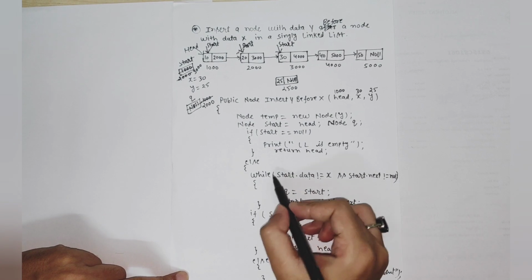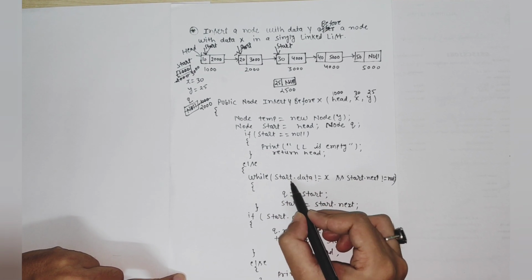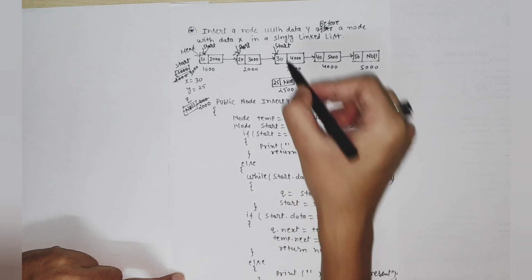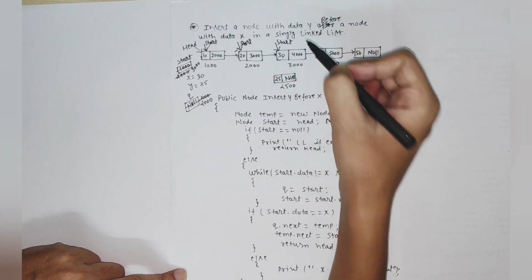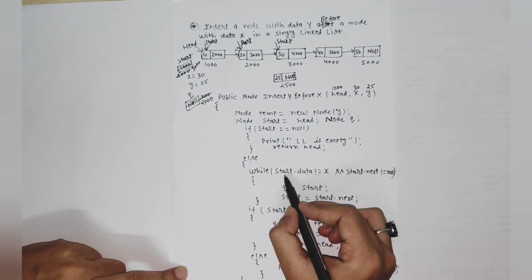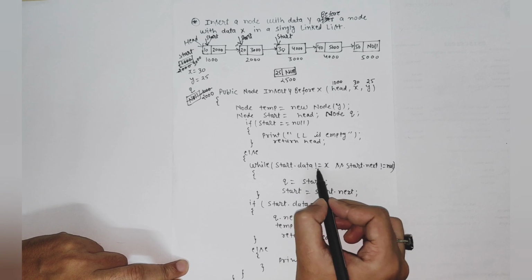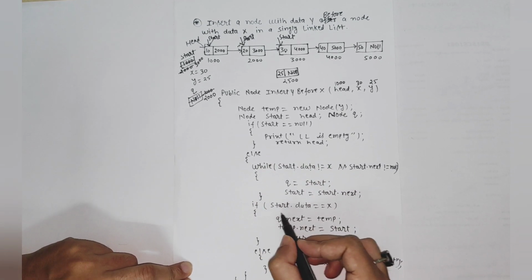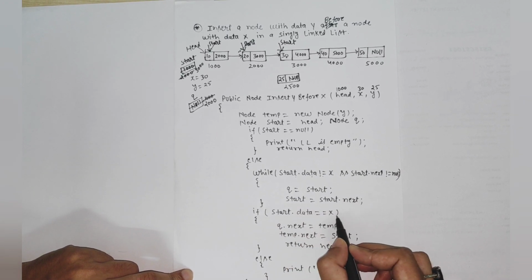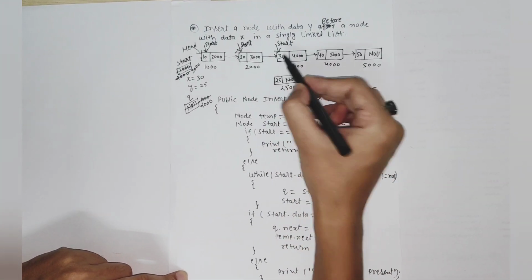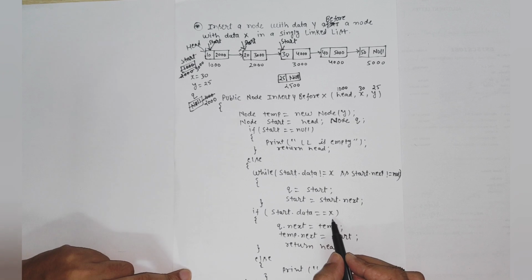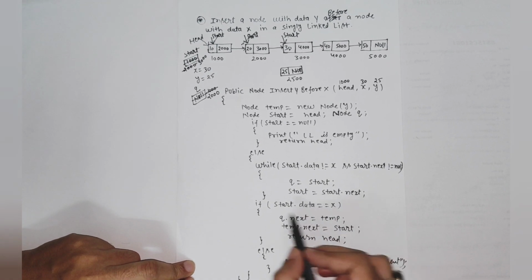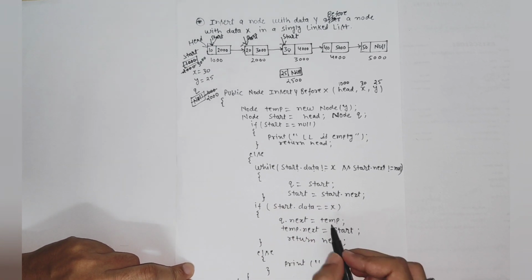Now we will come again in the while loop. So start.data not equal to x. Start.data is 30, which is equal to x. So this condition is false. So we will come out of this while loop. So now we will check start.data equal to x. So start.data is 30, which is equal to x. So this is true. So we will come in the if part.